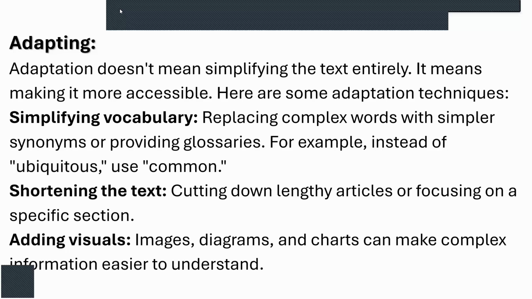And another one is shortening the text. So you may be having a very lengthy text, and that may be too lengthy for students. So you can make it short. So as a teacher, you may not have time, at least you can select some parts of it. So you can take a particular specific section.